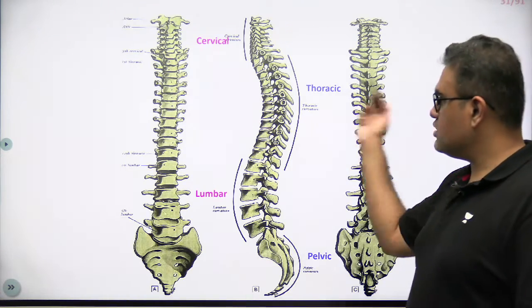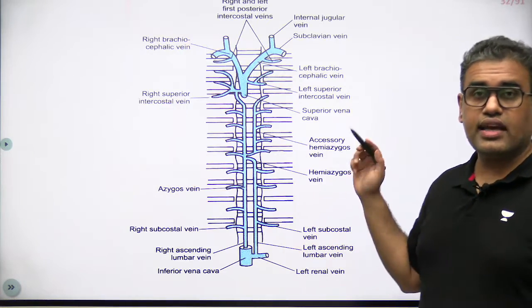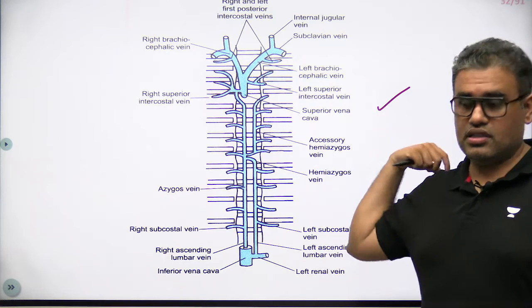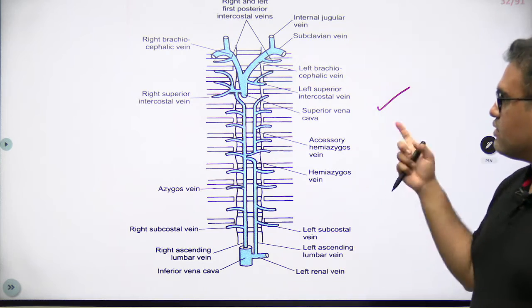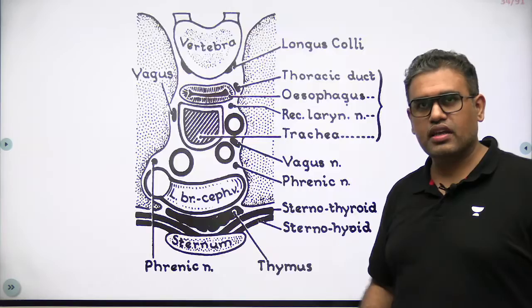A few images over it. This is the thoracic vertebral column showing different views. That is the azygos system that we are referring to. A few years back, it was a hot topic. It doesn't mean that nowadays they can't ask it, but 4 or 5 years back, it was a very, very hot topic. Mediastinum divisions should be crystal clear.